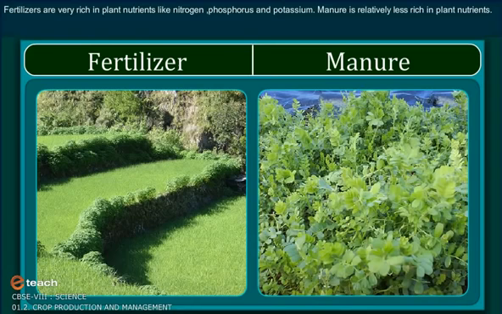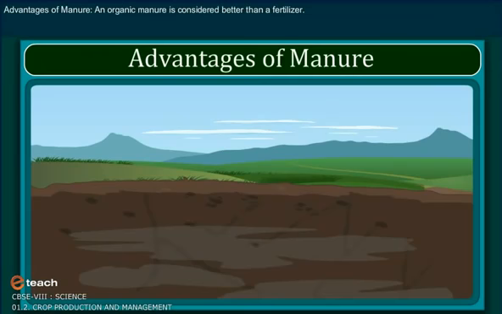Fertilizers are very rich in plant nutrients like nitrogen, phosphorus, and potassium. Manure is relatively less rich in plant nutrients.